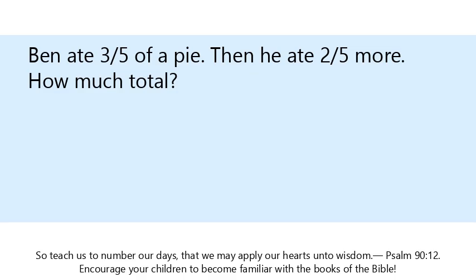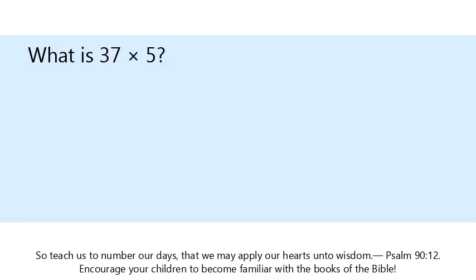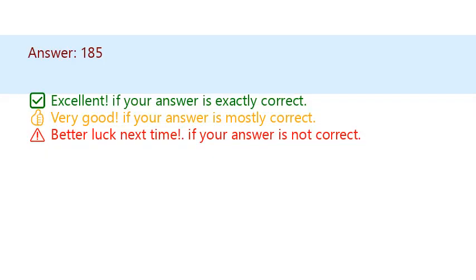Then he ate 2/5 more. How much total? Answer, 5/5. What is 37 times 5? Answer, 185.